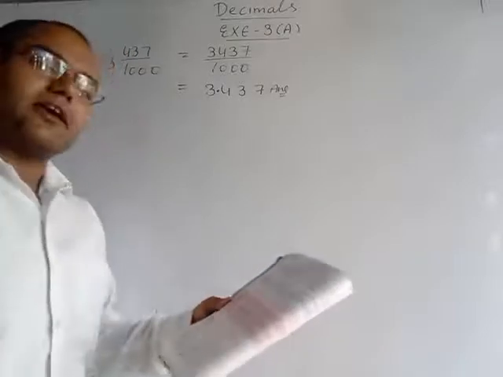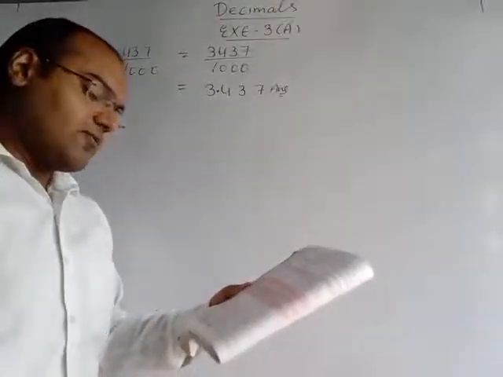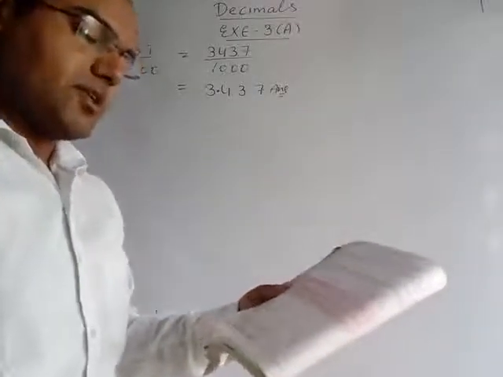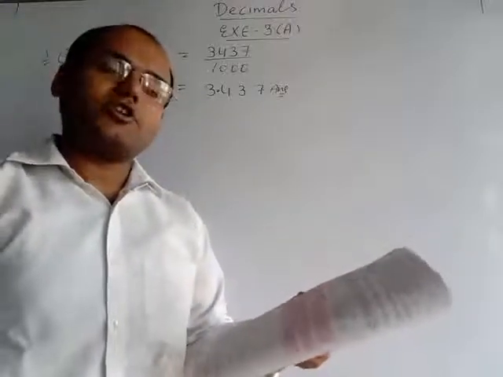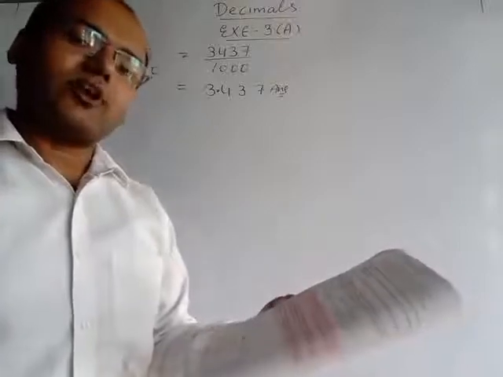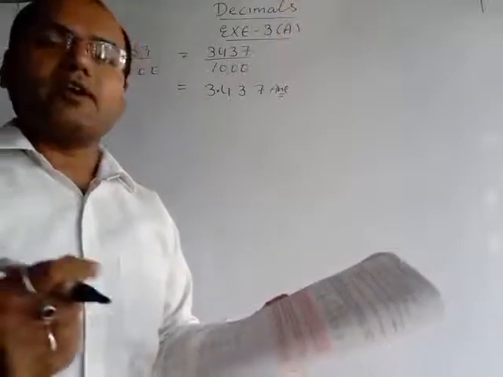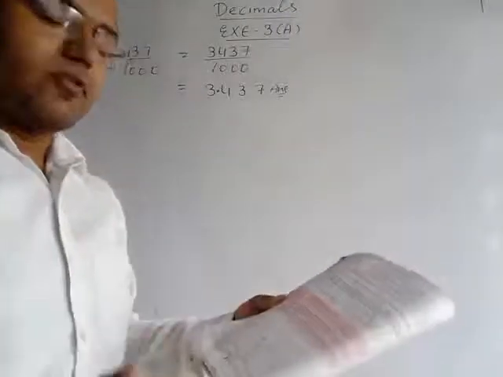Now question number 2. Write the following decimal as fraction in their simplest form. So decimal numbers are given in this question. First of all you have to write in a fraction form and then you have to convert in simplest form. So double work we have to do.